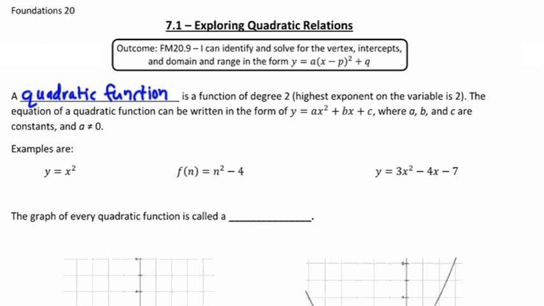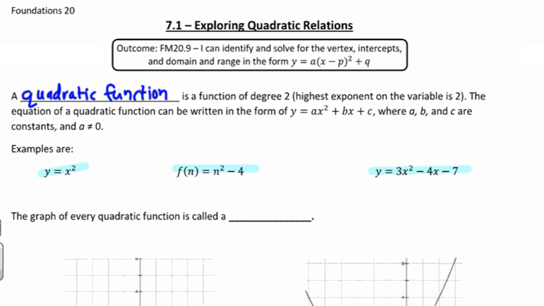So some examples of what that might look like: y equals x squared, y equals x squared minus 4, so our highest degree is still 2, and y equals 3x squared minus 4x minus 7. So in that one we have two variables, but still the highest exponent on one of those variables is still 2.